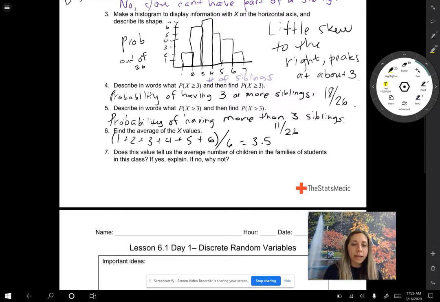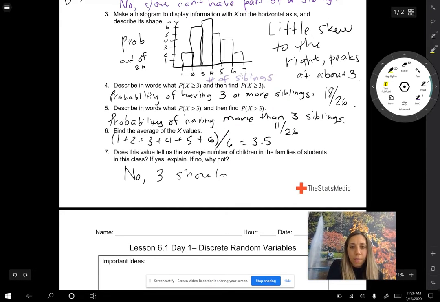So instead, we need to create an average that would better represent that. So your answer for this question should be no. Because, for example, three siblings, there are more people in this class with 3 siblings. 3 should have a larger impact.